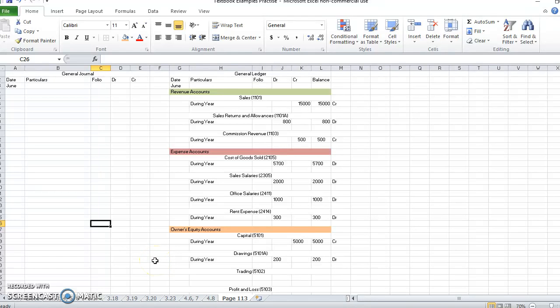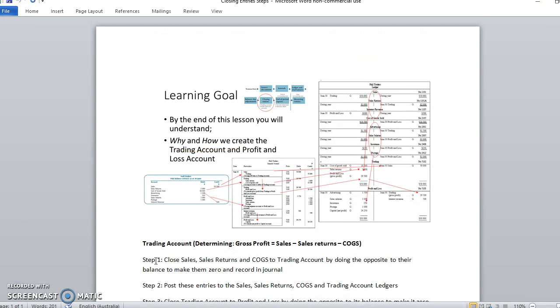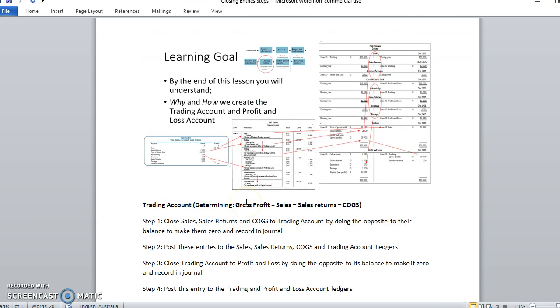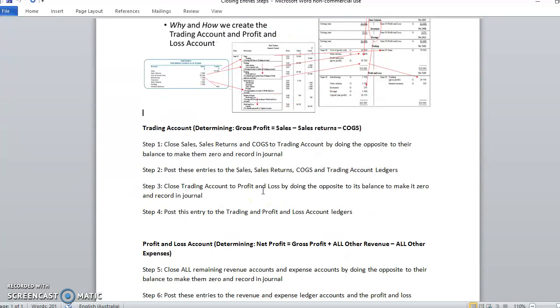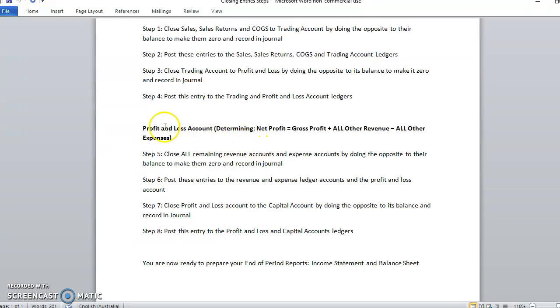Okay, so we're going to do the illustrated example from page 113 from the textbook. We're going to follow our steps for creating our trading account and our profit and loss account. Remember, the point of the trading account is to determine the gross profit, and the gross profit is the sales less sales returns less cost of goods sold. So we're going to do this one first to determine our gross profit using the trading account, and then afterwards we'll use the profit and loss account to determine net profit.